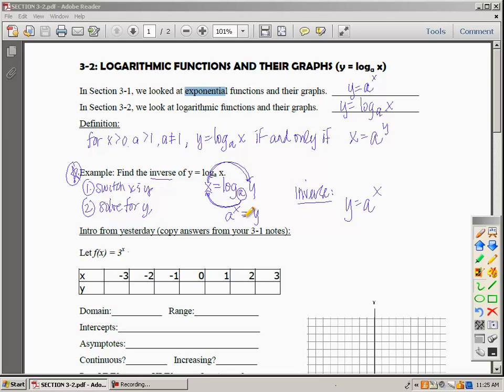But again, to find an inverse, the biggest thing to know is that the inverse of a log is an exponential and vice versa. The inverse of an exponential is a log. So keep that in mind. At least then when you get to a quiz, even if you're not sure how to do the loop-de-loop, you should be able to say, okay, it gave me a log, so the inverse has to be an exponential. So that's the start.